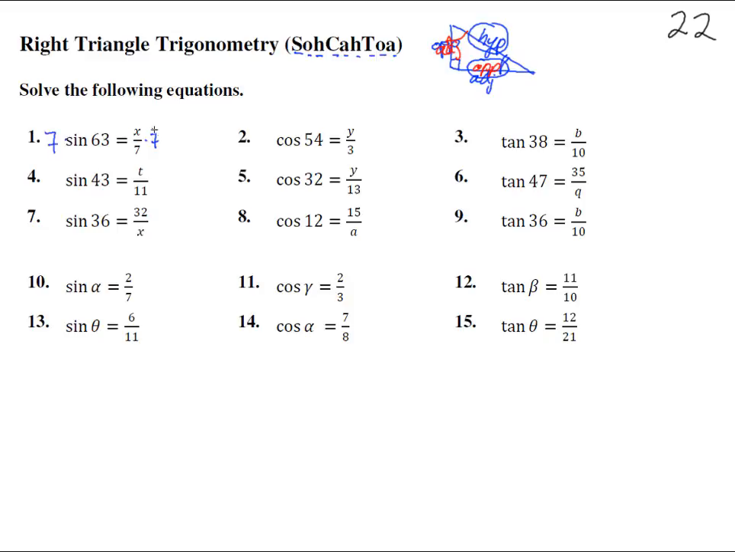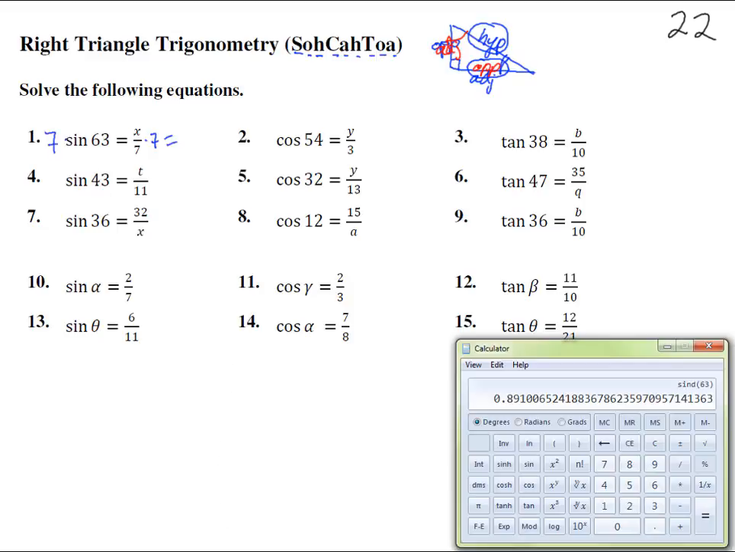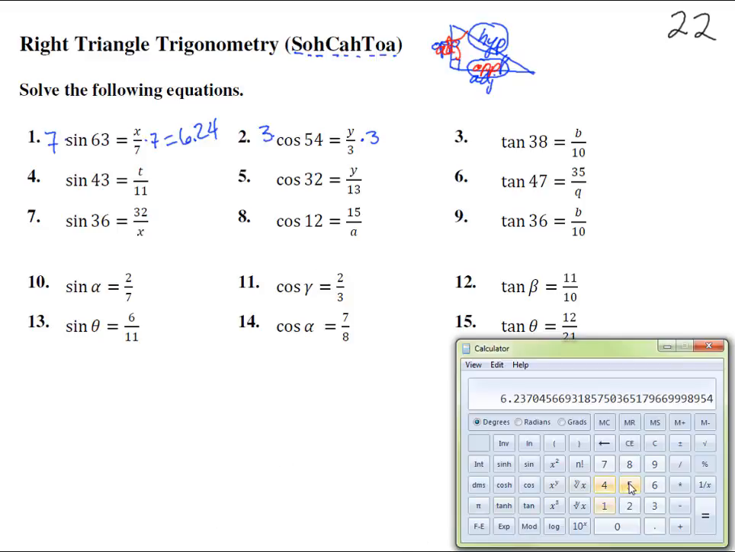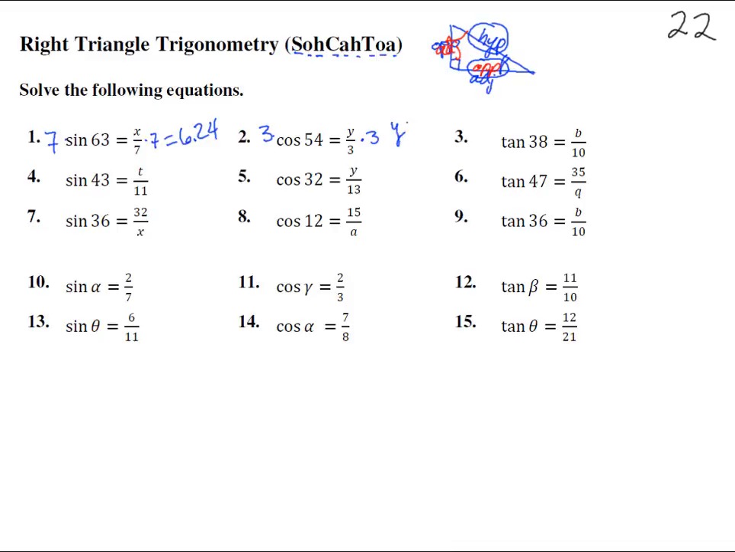So in order to solve this for x, we need to times by 7 on both sides. We get sine of 63 times 7, and that equals 6.24. All right, here if we're trying to get y by itself, times by 3 on both sides. So we've got 3 times the cosine of 54, which equals 1.76. So y equals 1.76.